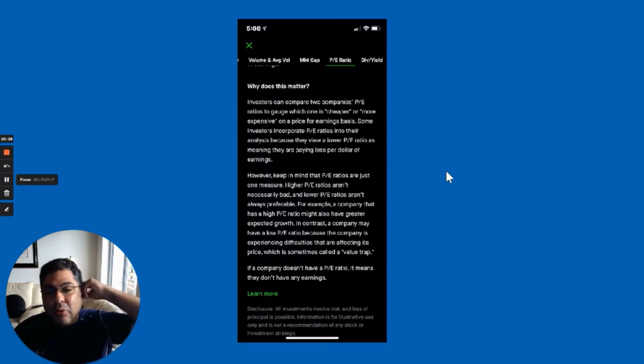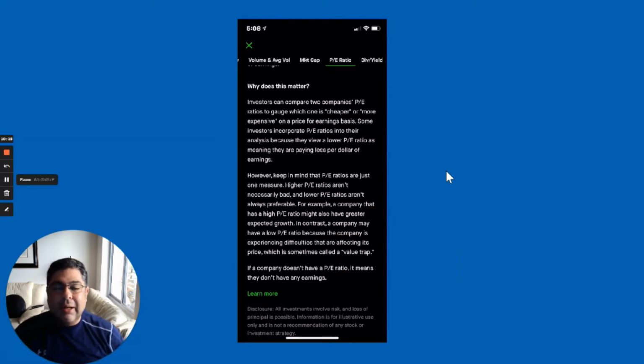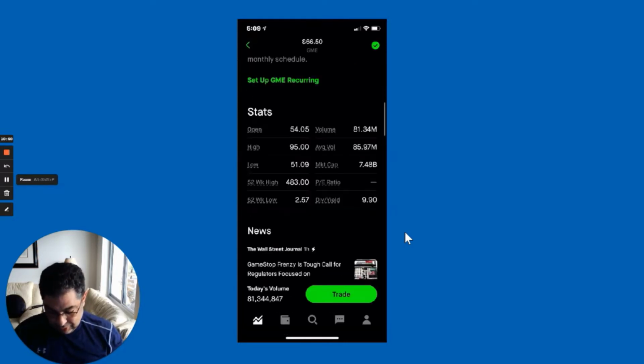Usually high PE ratios mean that, not always necessarily that it's overpriced. Like it says here, it may have greater expected growth. So usually you'll see fast-growth technology companies with very high PE ratios. The PE ratio of the S&P 500, I believe, right now is between 25 and 30. So that gives you an idea of what would be the average. But the important thing is to compare with companies that are very similar or in the same industry.